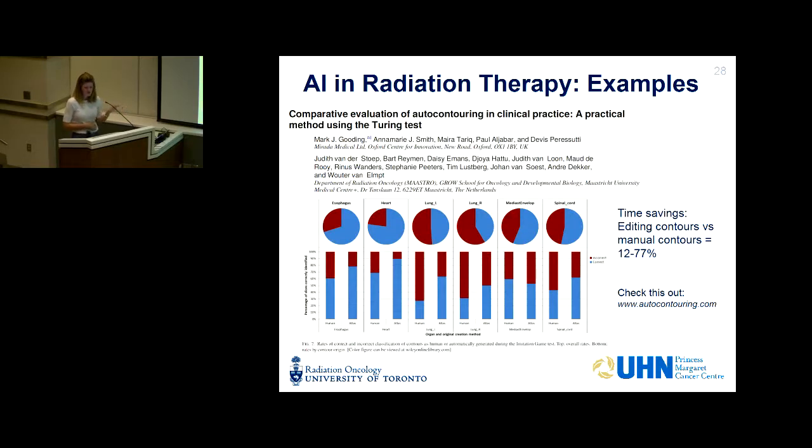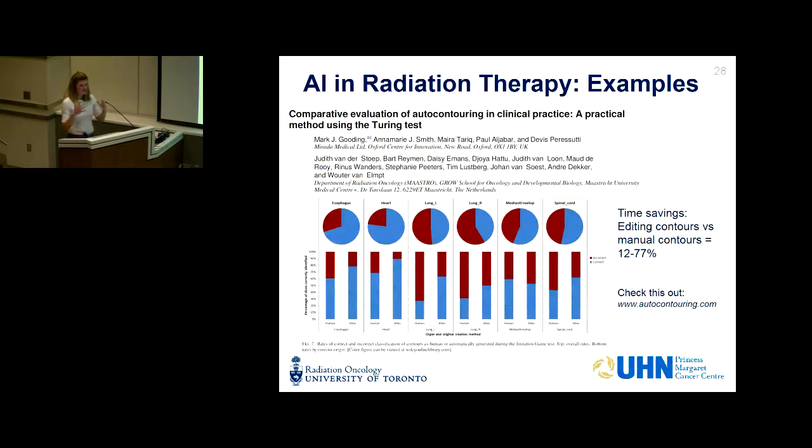So I picked this example specifically because it talks about the idea of a Turing test, which is an interesting concept to apply. So this was a comparison of human-generated contours versus machine-generated contours. And a Turing test is the idea that if you can't discriminate between whether something was done by a human or done by a machine, then the machine's probably doing a fairly equivalent job to a human. That's sort of the basic idea of the Turing test.